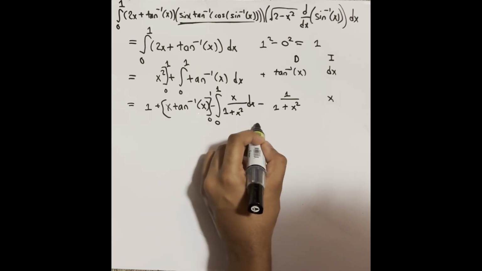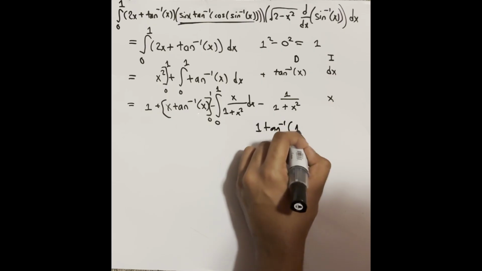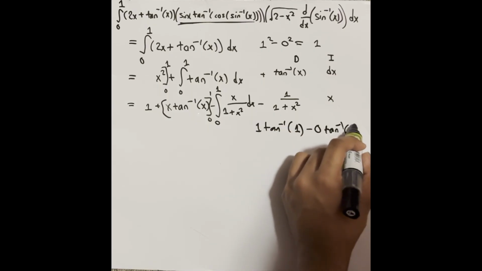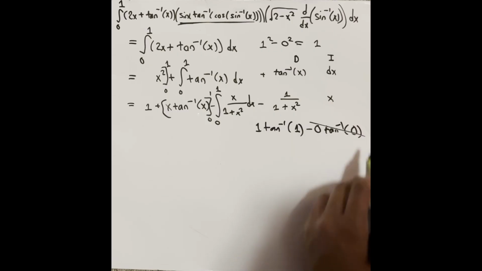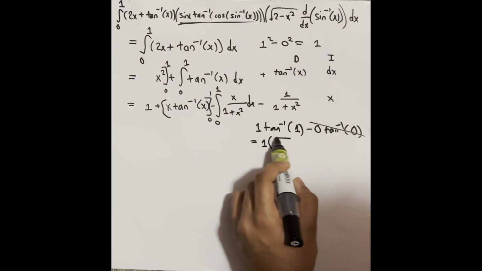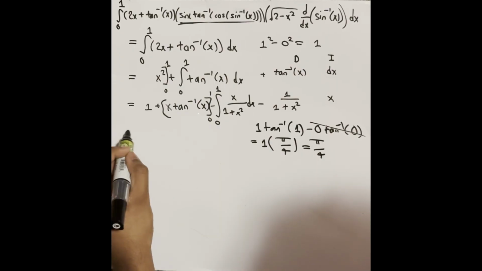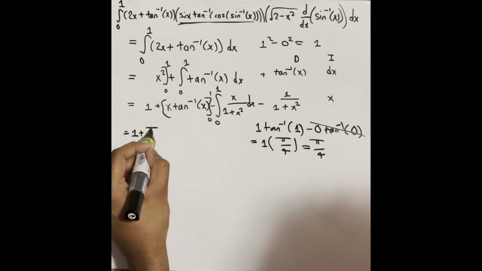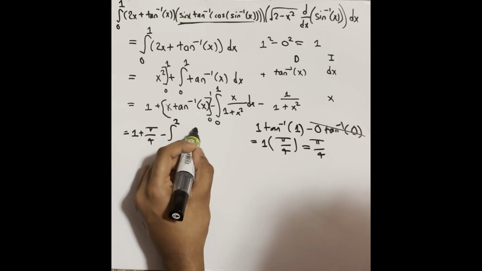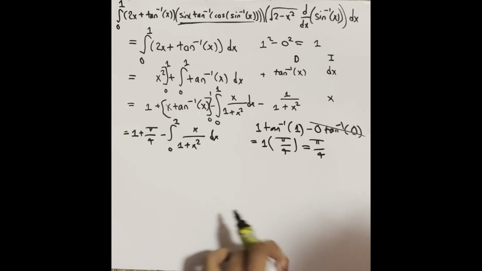Now let's evaluate x times arctangent of x at 1 and 0. So that's going to be 1 times arctangent of 1 minus 0 times arctangent of 0. So that zeroes out the arctan of 0, and the inverse tangent of 1 is going to be pi over 4, so 1 times pi over 4 is going to be pi over 4. So now we just have 1 plus pi over 4 minus the integral from 0 to 1 of x over 1 plus x squared dx.